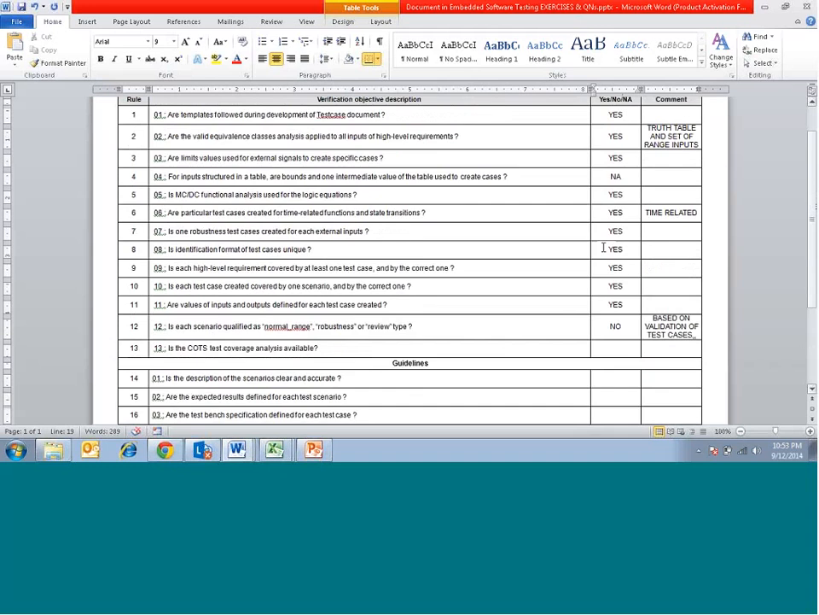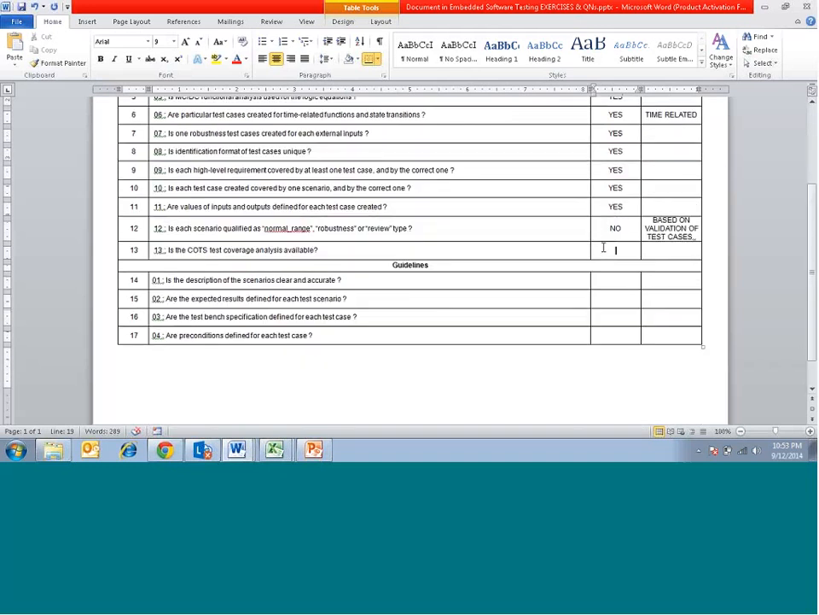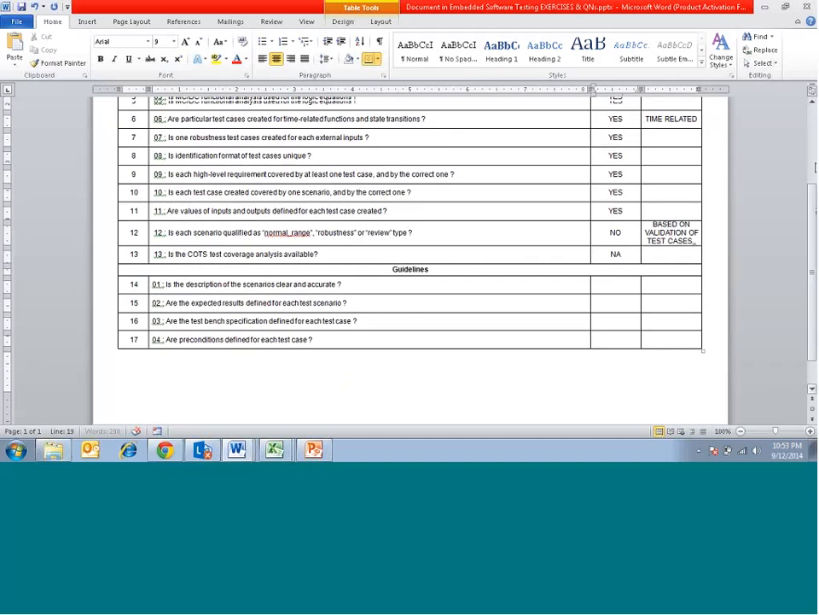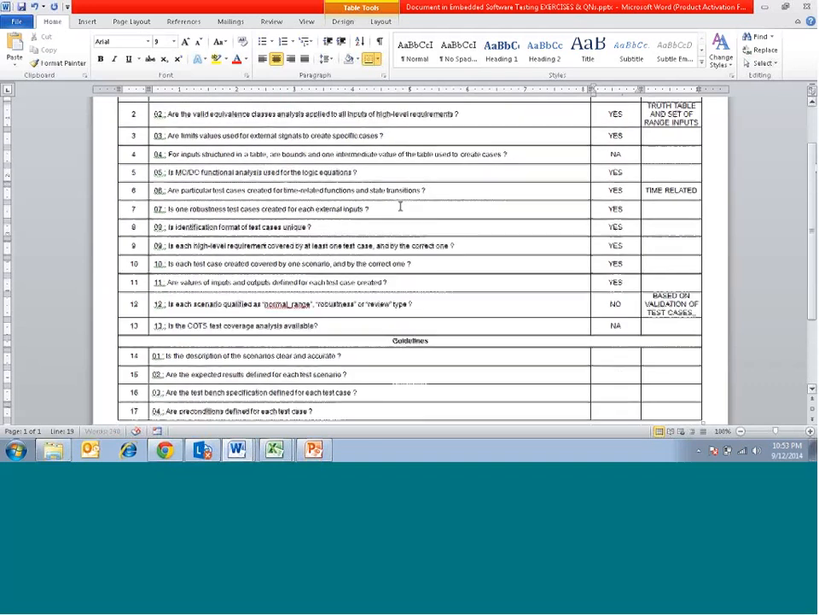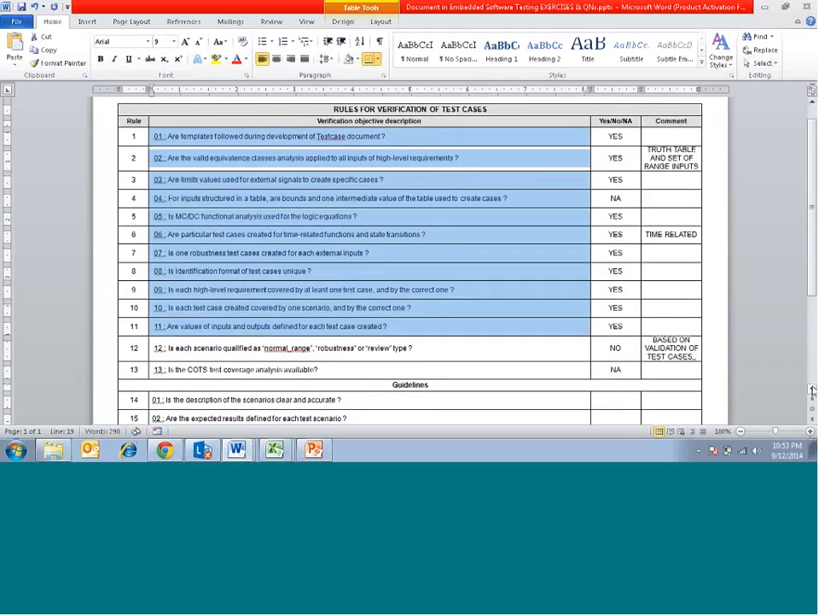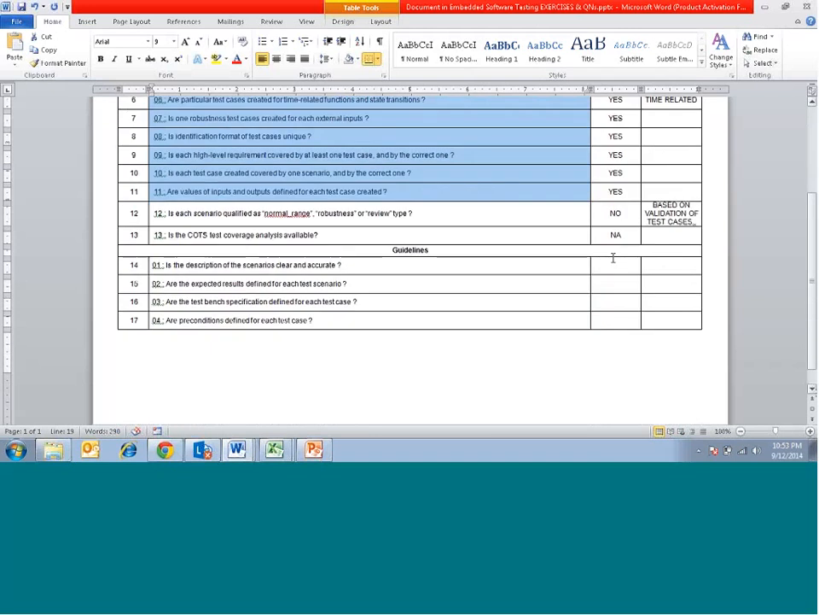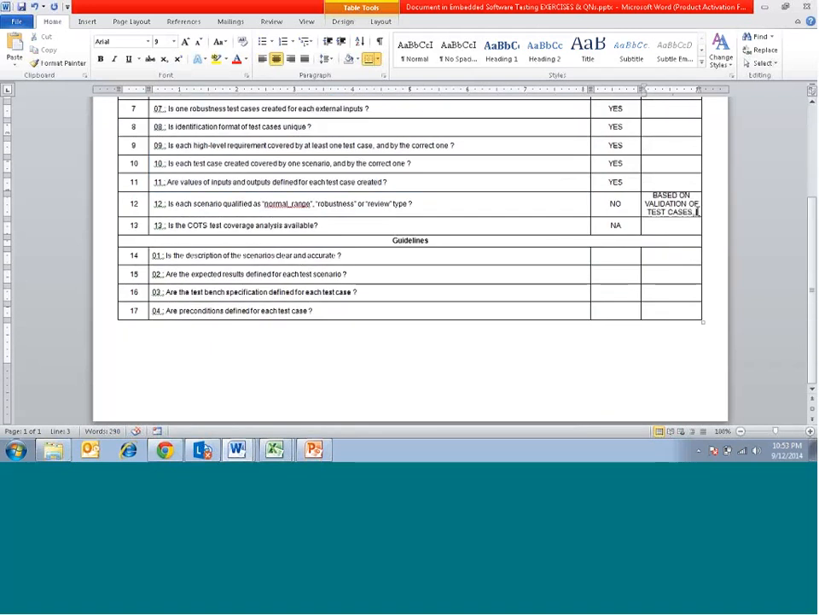Is the COTS test coverage analysis available? Commercial off-the-shelf. I think we don't have that. We say not applicable. So there are two sections. One is guidelines, the other one is rules. Rules are mandatory to be followed. There is no solid justification to skip them. It is also called a deviation, and deviation approval, without which the report will not be accepted by the designated authority or approval from customer as well as senior.